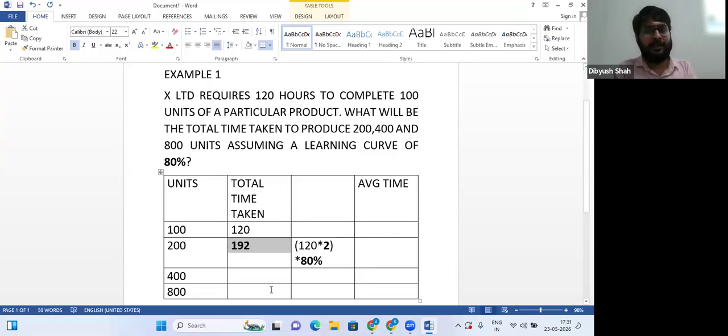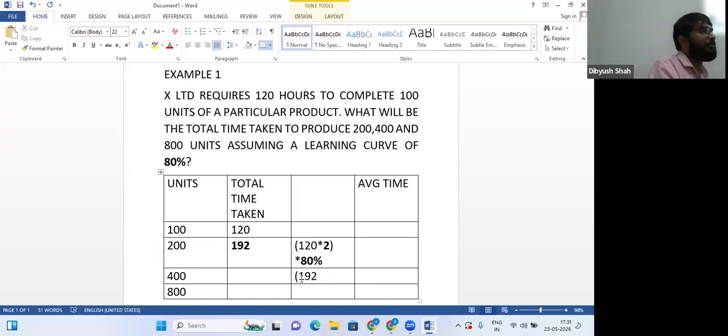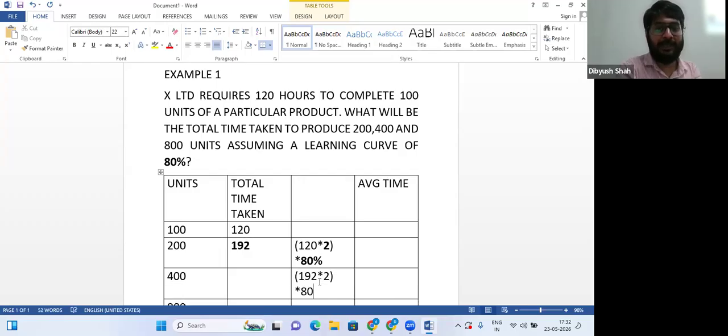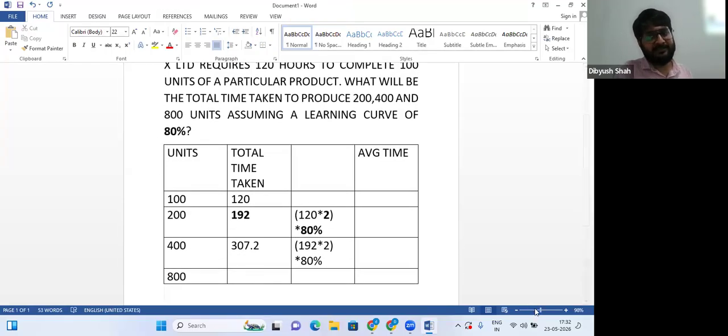200 to 400. Again, remember 200 is the new base. For 200 units, you took 192 hours. That is the actual budgeted hours that should be taken. Forget 120. First 10 centuries are done. Look for the 20th century now. So for 200 units, you took 192 hours. So when you double, you should have taken 192 into 2. But because of learning curve, you will only take 80% of that. This is very easy. And yes, this is what they ask.